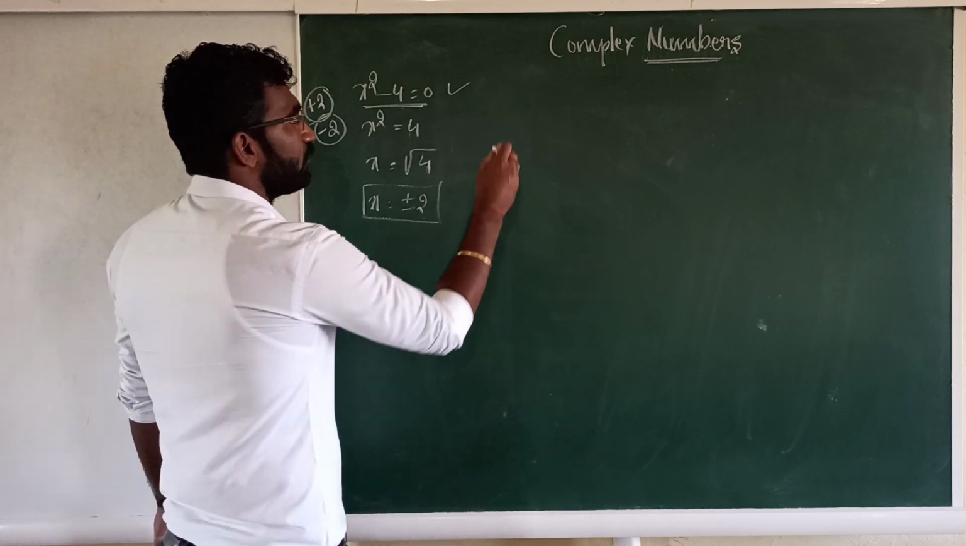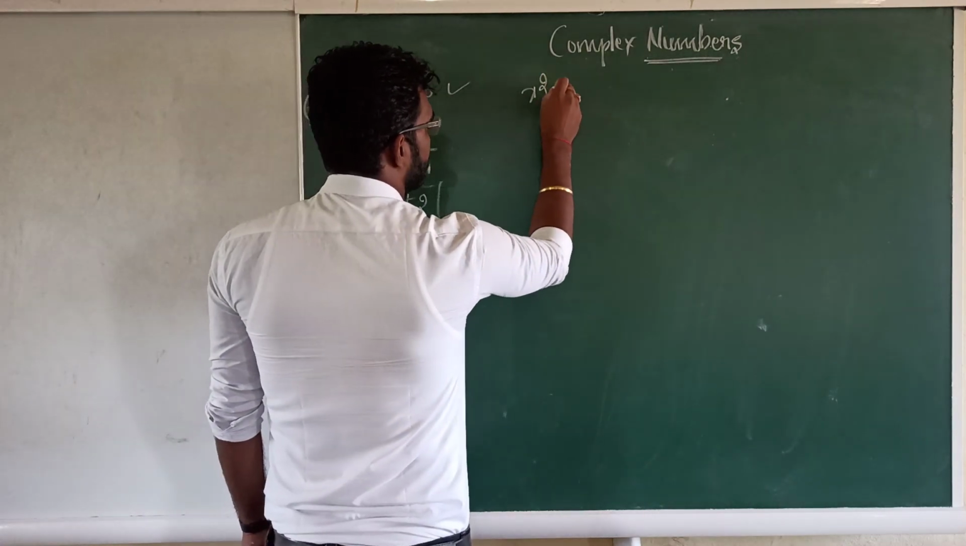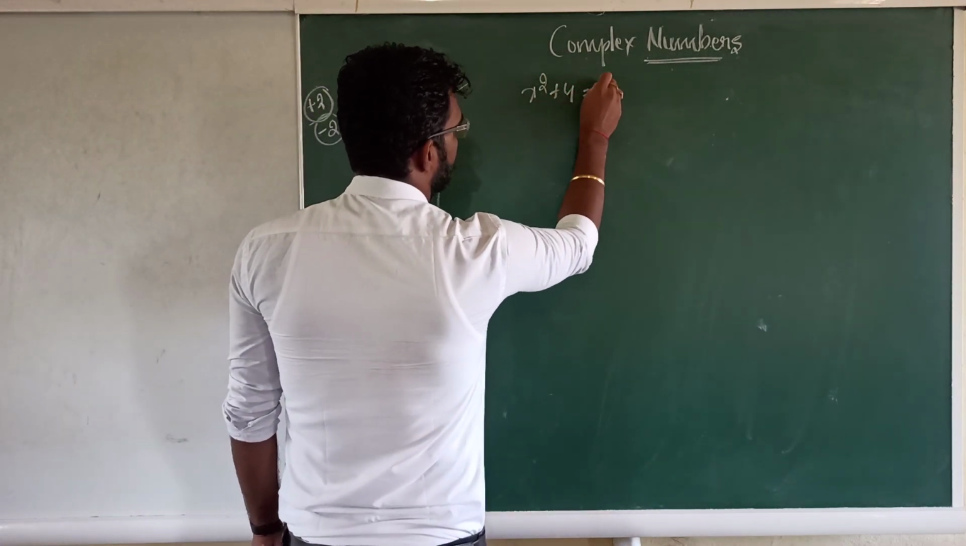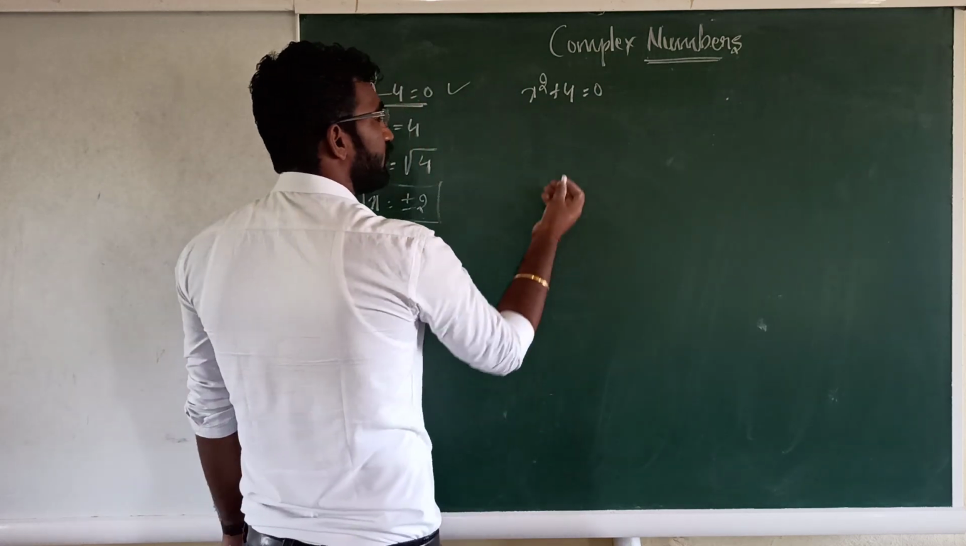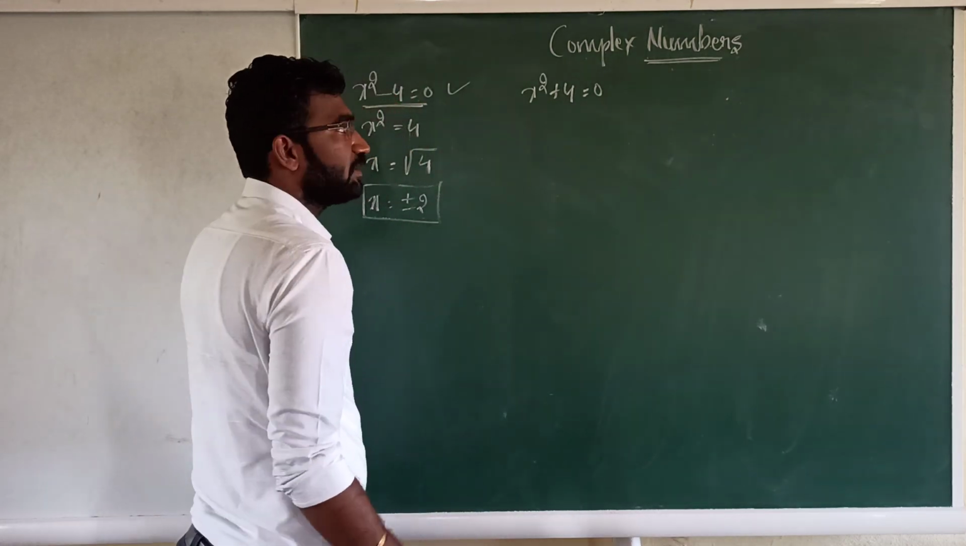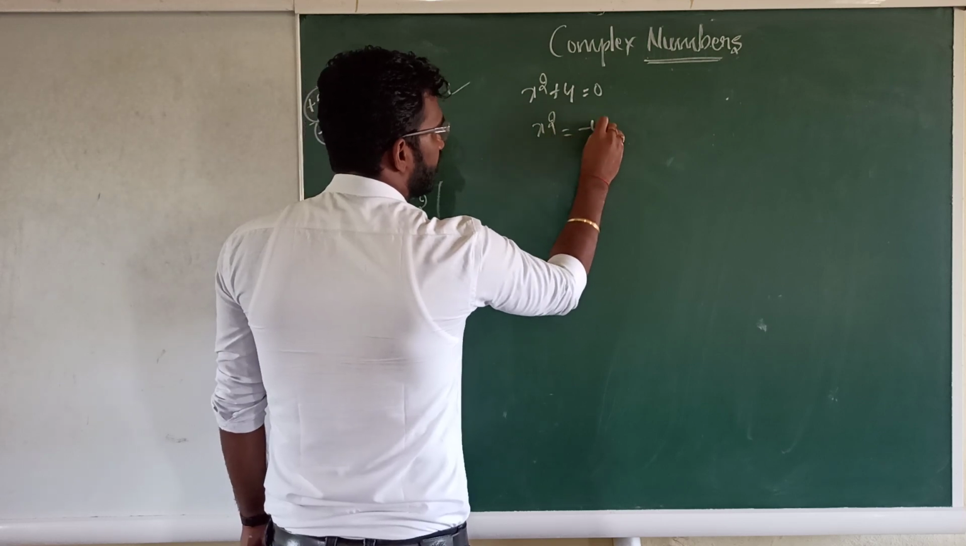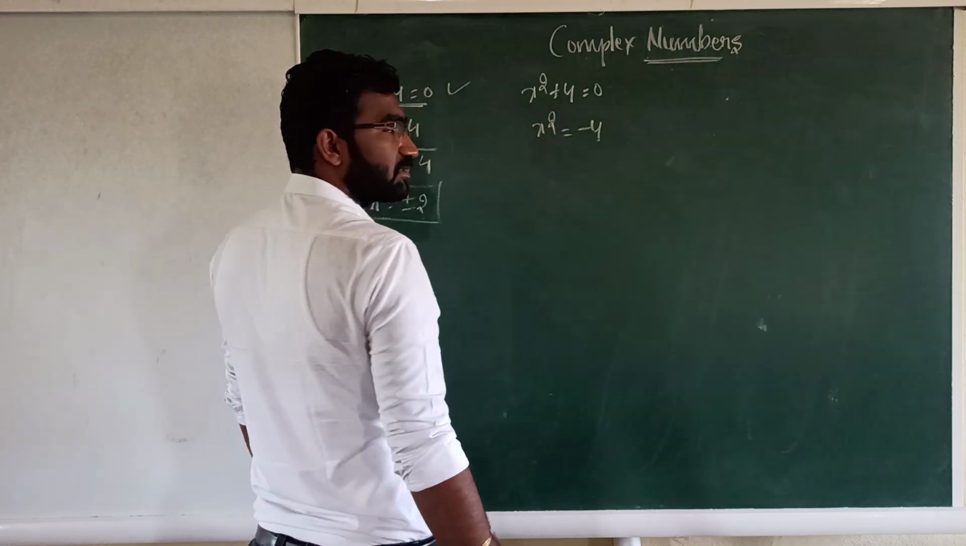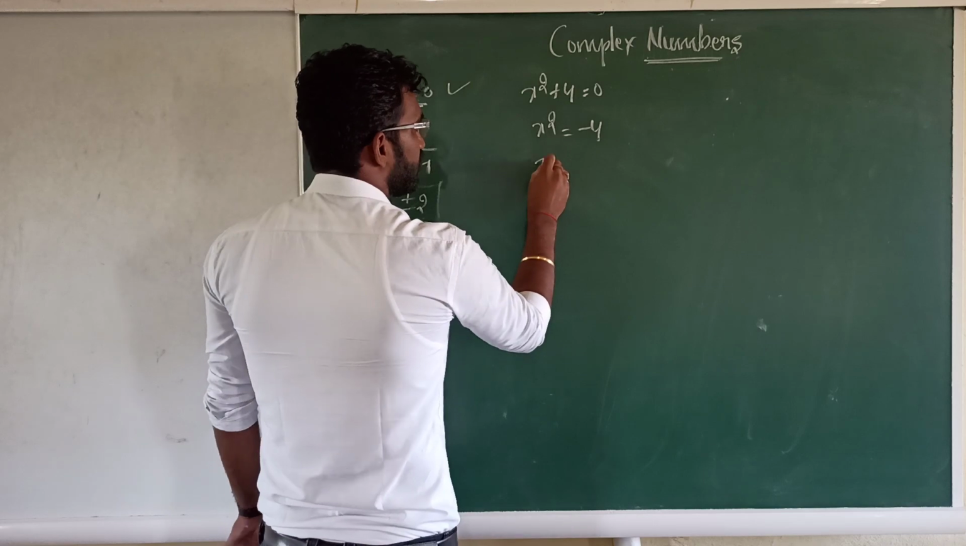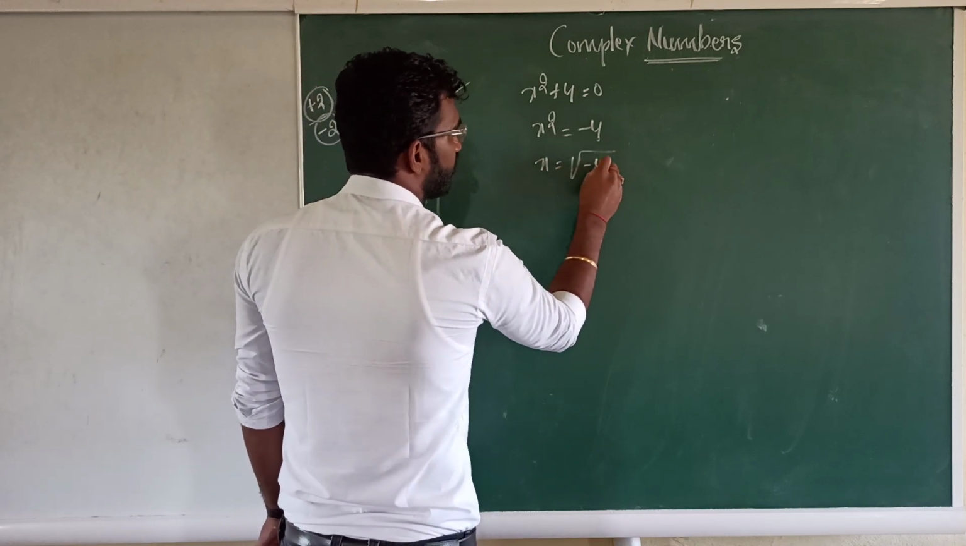If the equation is of the form x square plus 4 equals 0, then I am interested in finding the value of x again. Therefore x square equals minus 4. By taking square root on both sides, what happens? Therefore x equals square root of minus 4.